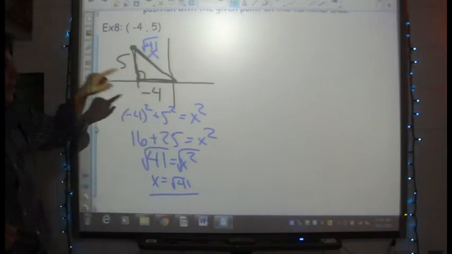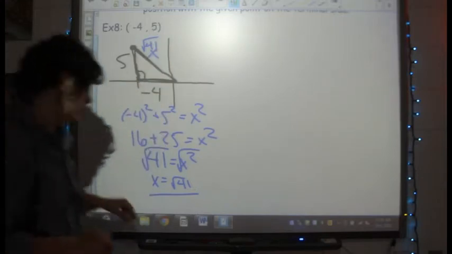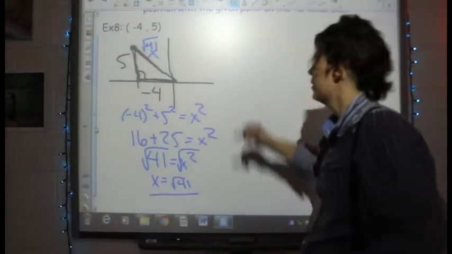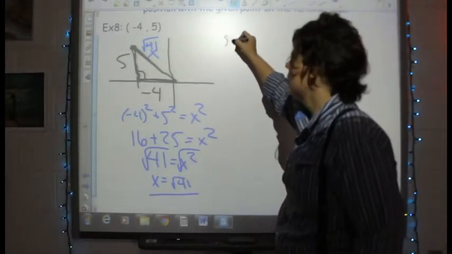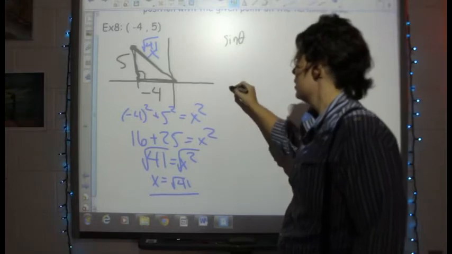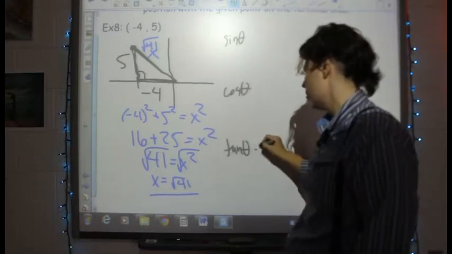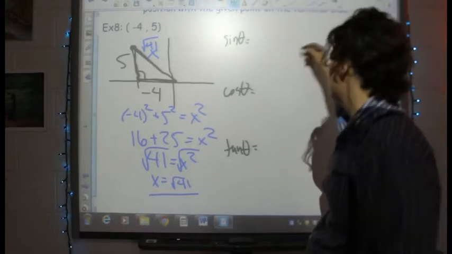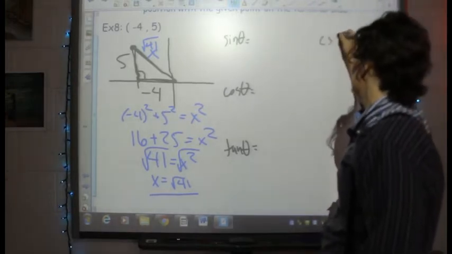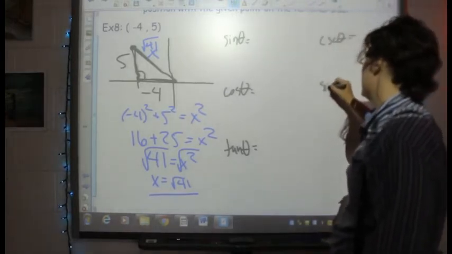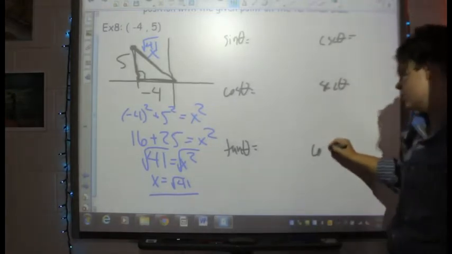Look out for your negative. Again, here we're going to have sine of theta, cosine of theta, tangent of theta. Don't forget your theta. Every time, always put that theta. Then we have cosecant of theta, secant of theta, and cotangent of theta.